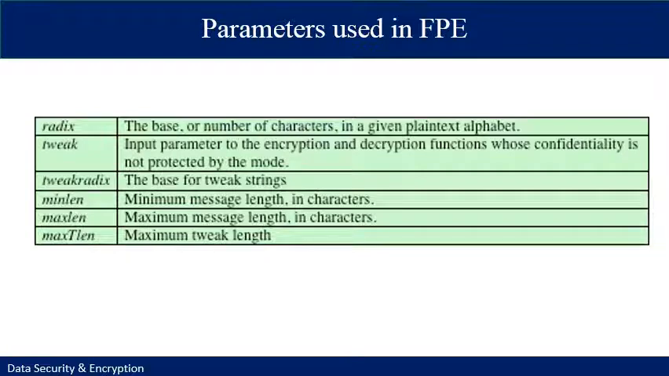So this table shows some parameters used in format preserving encryption. The one parameter we discussed is the radix, which is the base of the number of characters in the given plaintext or alphabet. Then there can be a tweak. It is an input parameter to the encryption and decryption function whose confidentiality is not protected by the mode. It can be public. Then there is a tweak radix for the base for the tweak strings. Then minimum length and maximum length specify the minimum and maximum message length respectively, and max t length specifies the maximum tweak length.